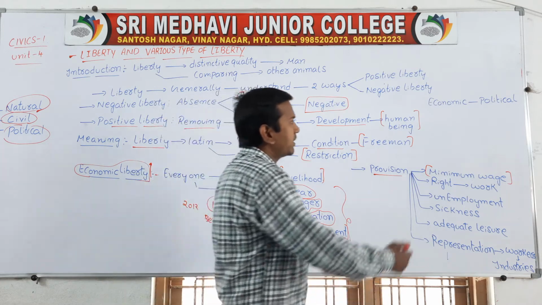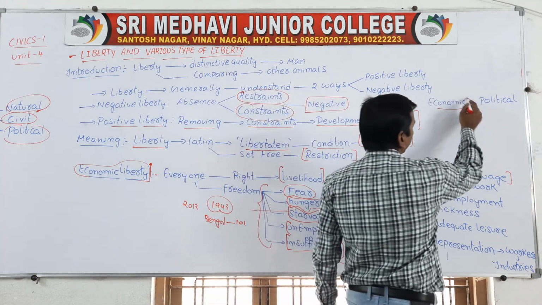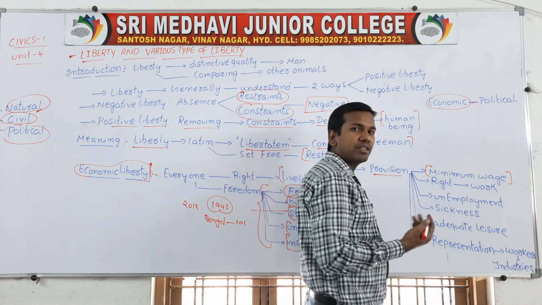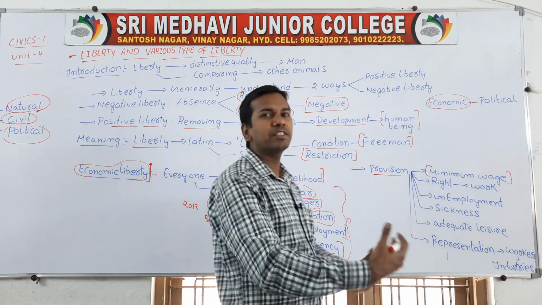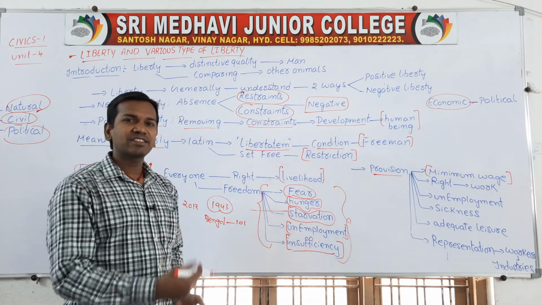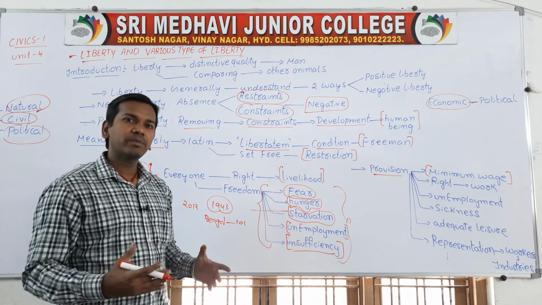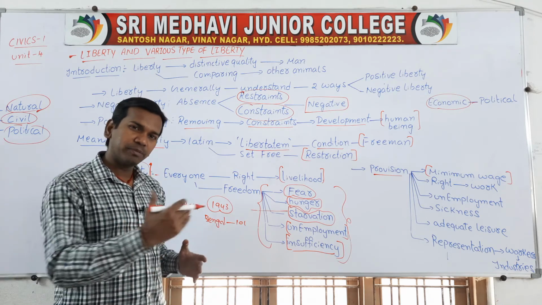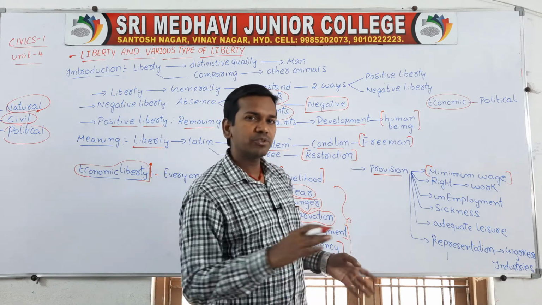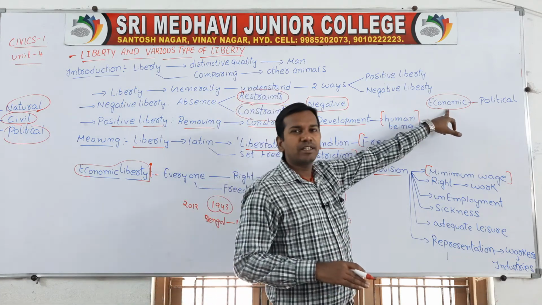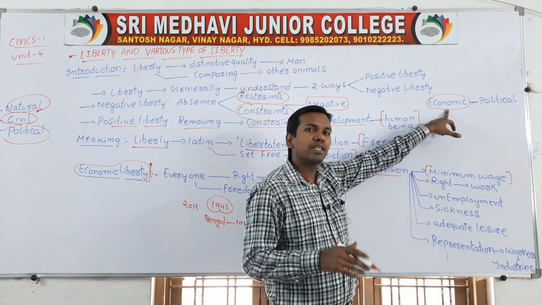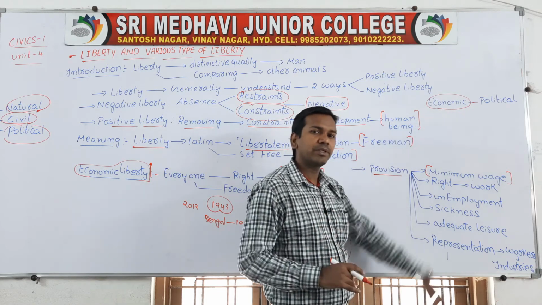So I explained that economic liberty is related to political liberty, because when people develop economically, they will participate in political affairs also. For example, voting rights: suppose elections are there, when people are economically developed, those people participate in the elections. So first of all, if you want people to enjoy political liberty, then we have to develop the people in terms of economic liberty. Economically we have to develop the people. So that is one point.